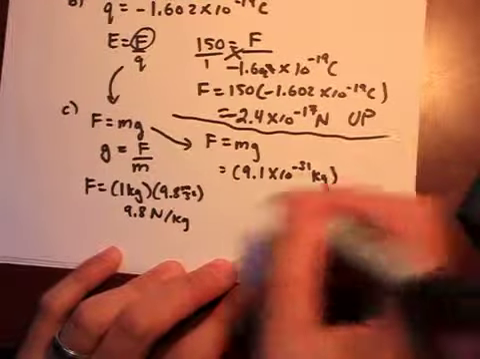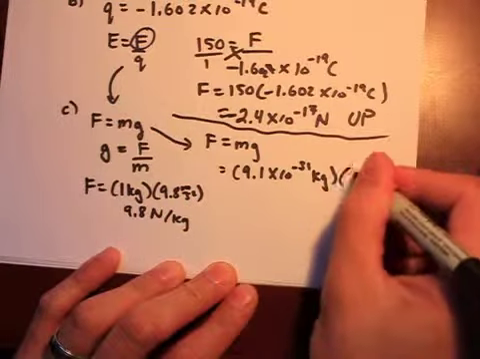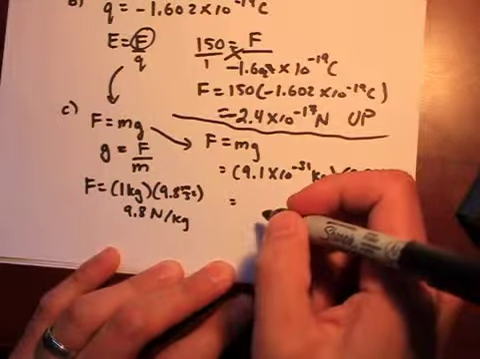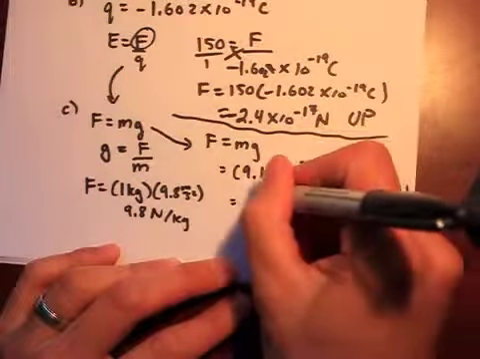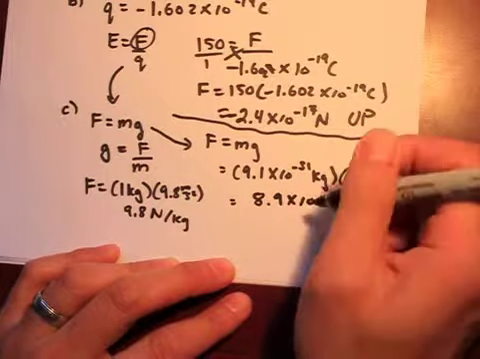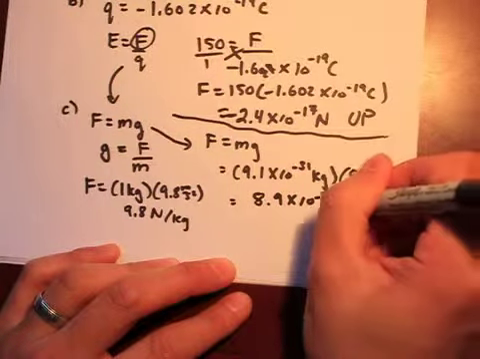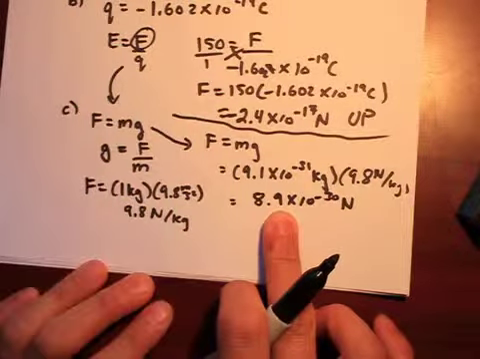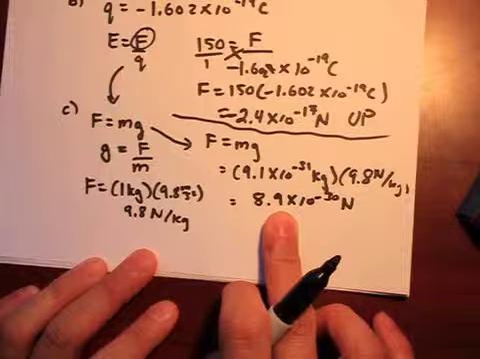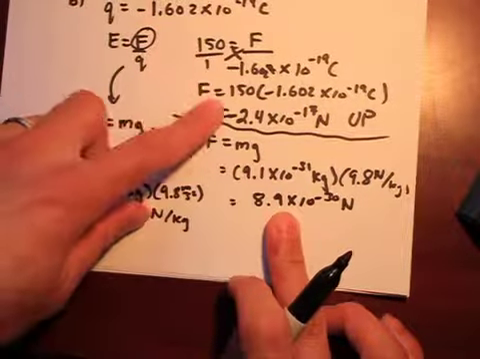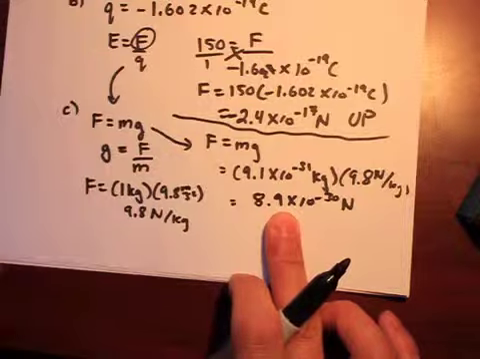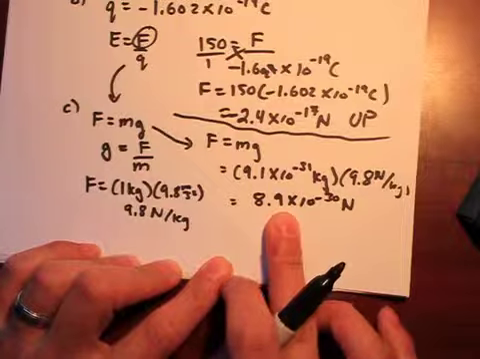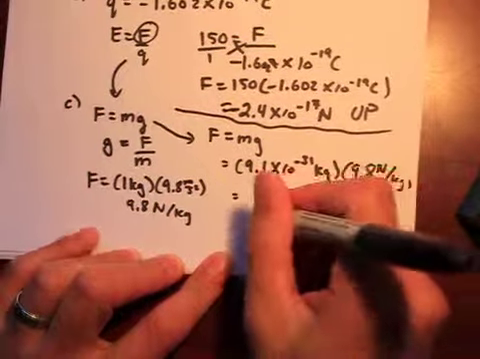So you can just plug this number in, this 9.8 newtons per kilogram. If you multiply this out, you should get an answer of 8.9 times 10 to the negative 30 newtons. And if you compare this to that, that's a lot smaller than the electric force. Okay, so that's number 61, and I'll stop it here and do the second video for the last 3 questions. So good stuff.